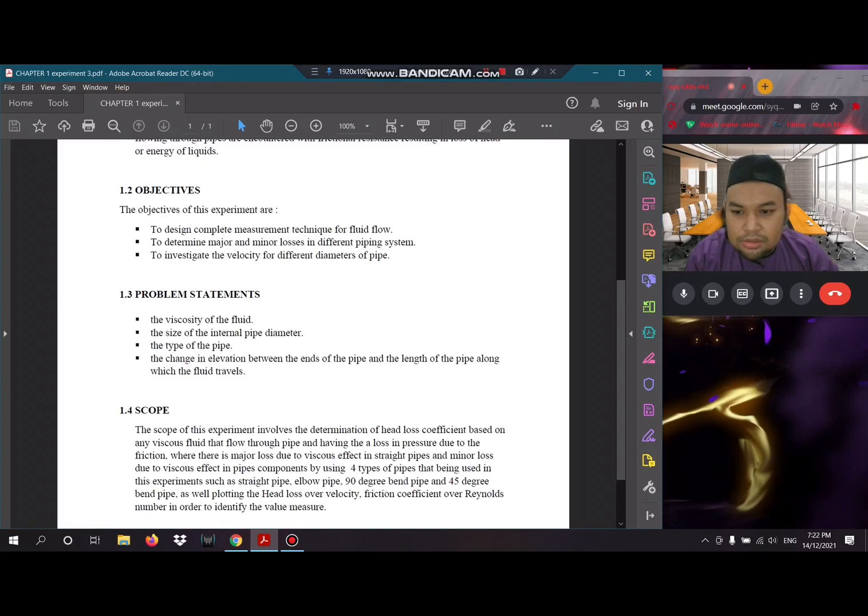Next, the problem statement is firstly the viscosity of fluid, next the size of internal pipe diameter, and then the third is the type of pipe, and lastly the change in elevation between the end of the pipe and the length of the pipe along which the fluid travels.